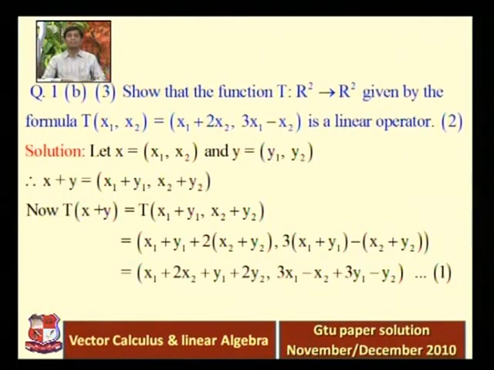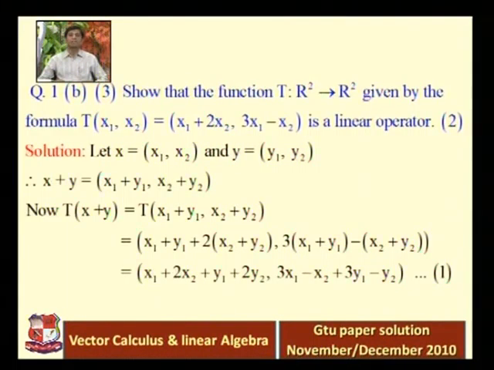So exactly, we try to prove these two conditions: T(x + y) = T(x) + T(y), and T(αx) = αT(x). Let x = (x1, x2) and y = (y1, y2). So x + y = (x1 + y1, x2 + y2). Now we find T(x + y), which can be written as T(x1 + y1, x2 + y2).